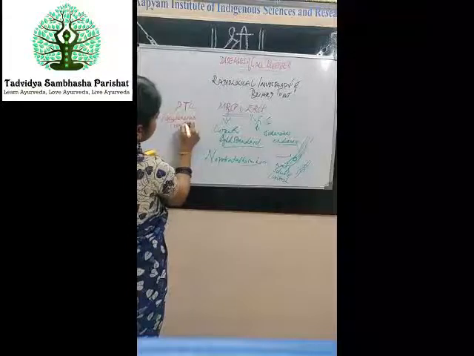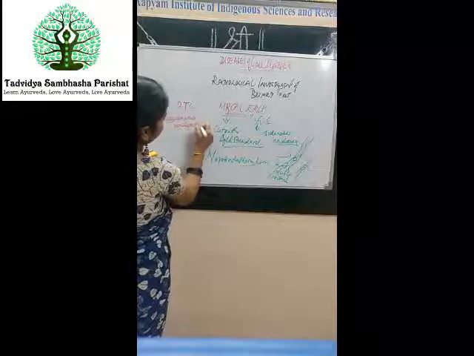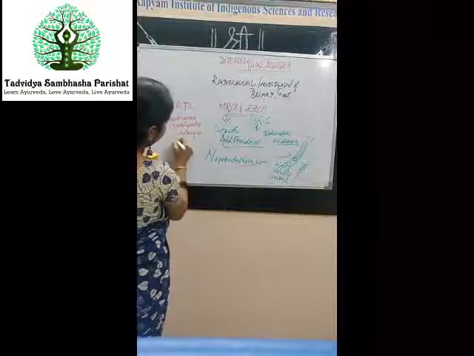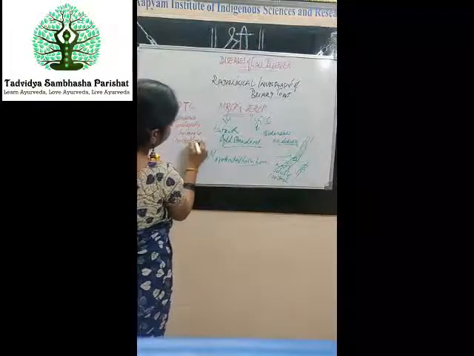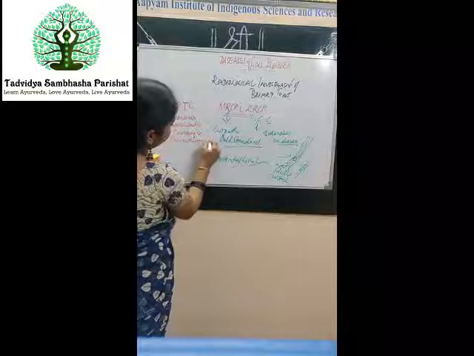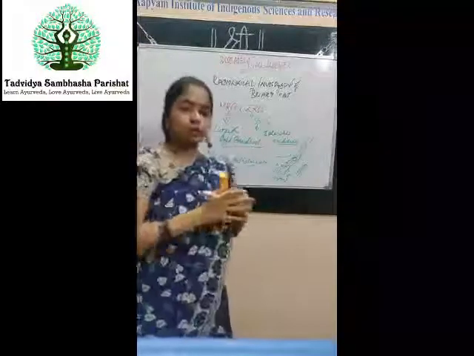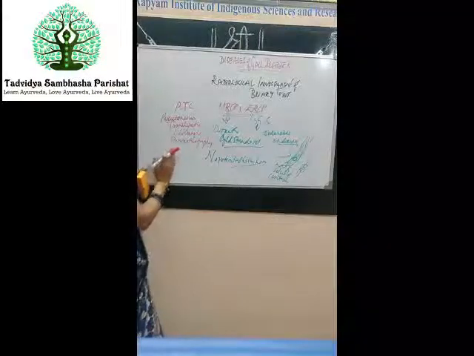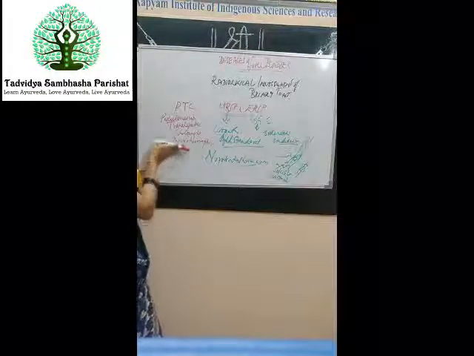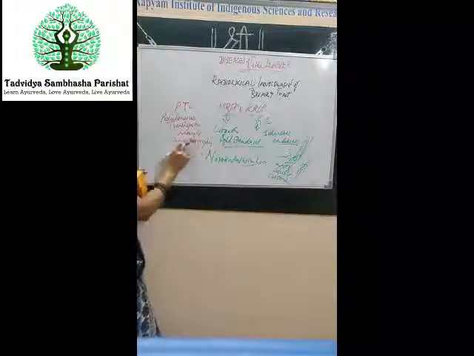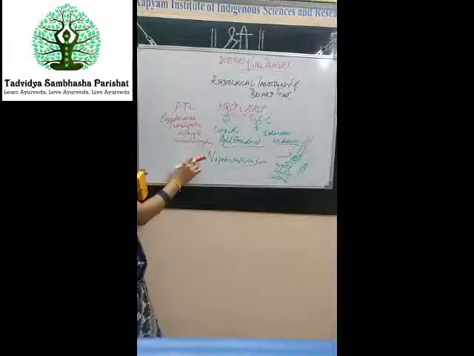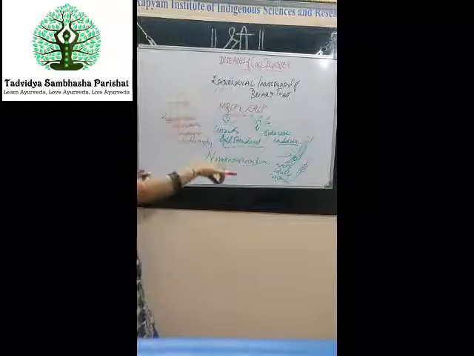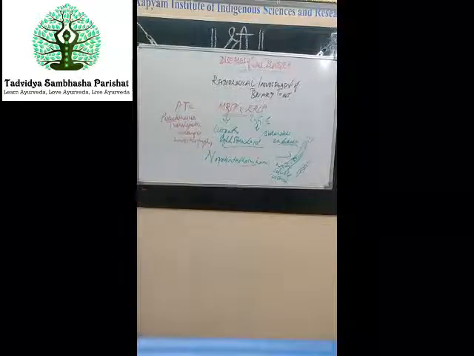Percutaneous transhepatic cholangiography and pancreatography. Here, through the skin, that is through the cutaneous route, the liver is entered. Inside the liver, through the duct, they enter either the right or the left. Then they come to the common hepatic duct, and finally they enter into the common bile duct.